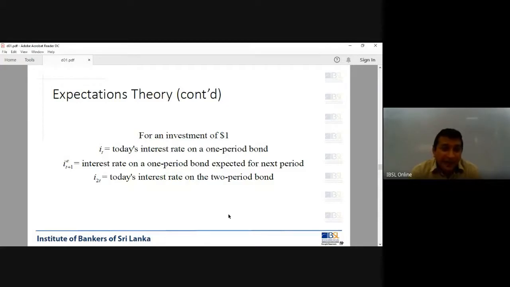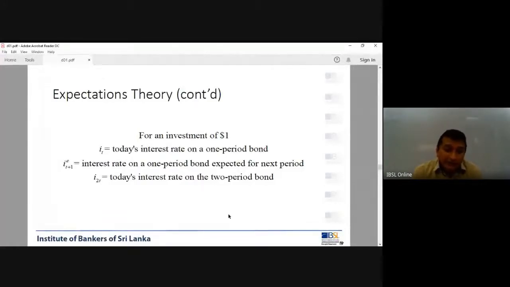And then IE T plus 1, that is the interest rate on a one-period bond expected for the next period. That means the 1-year interest rate in the next year, T plus 1. That is 8%. That is the 8% in the previous slide.